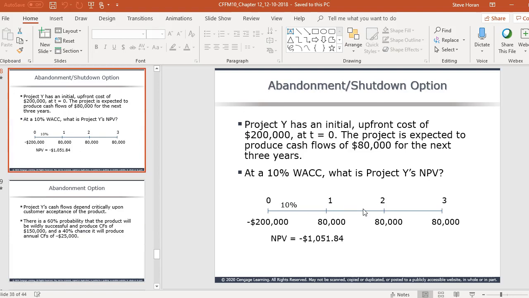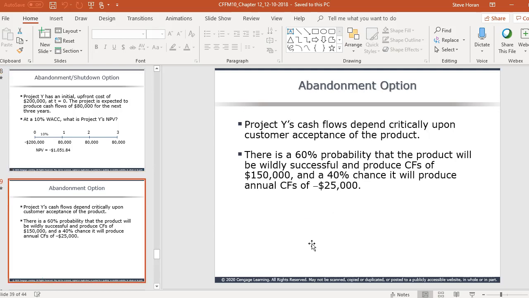So they're showing us here, we're moving on to a new project. If project Y has an initial upfront cost of $200,000, we expect to produce cash flows of $80,000 for 3 years. At 10%, what is the project's NPV? And you can see it's just a little bit of a money loser. We're going to lose about $1,000 on it. So obviously, we would not take on the project knowing that.